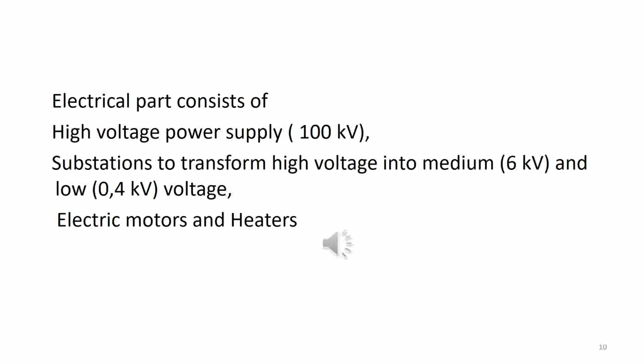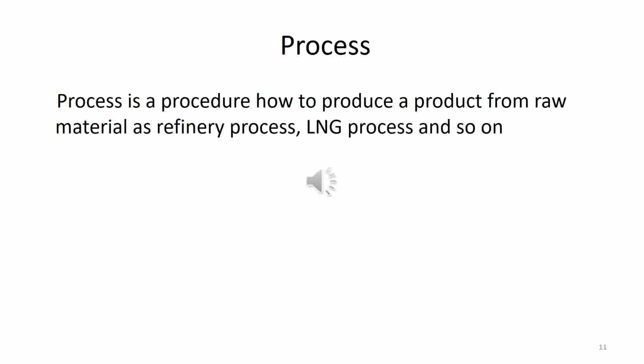Electrical part consists of high voltage power supply 100 kilovolts, substation to transform high voltage into medium 6 kilovolt and low 0.4 kilovolt voltage, electric motors and heaters. Process is a procedure how to produce a product from raw material, as for example refinery process, LNG process and so on. Instrumentation.